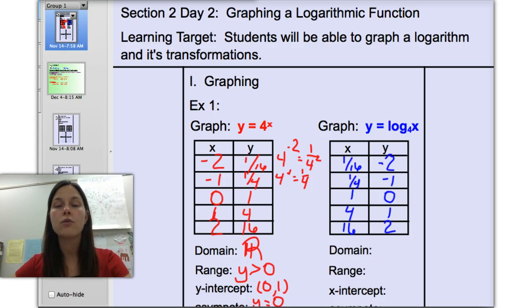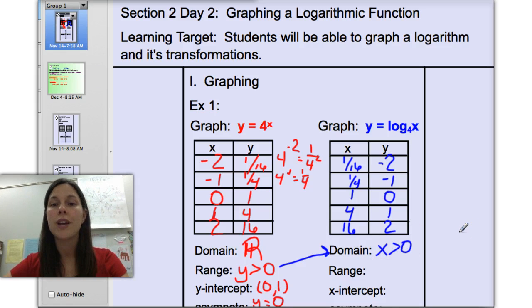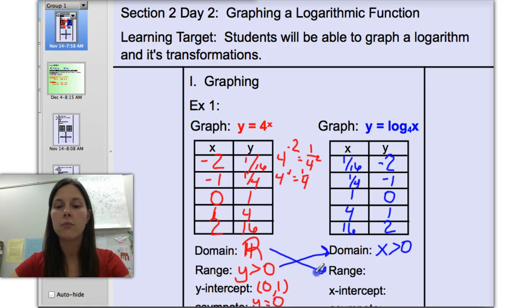The domain, so notice because the x and the y switched, the range of the exponential will become the domain of the log function. We just need to switch that to an x. So x is greater than 0. You cannot put a negative value into a log because you cannot get a negative answer for an exponential function. The domain for the exponential will become the range for the log. So notice that for our log function, we do have negative y values.